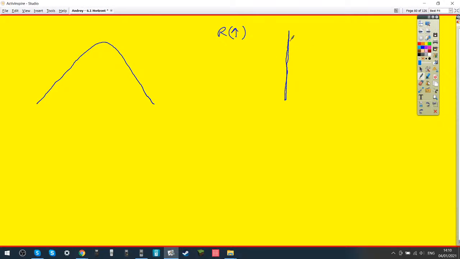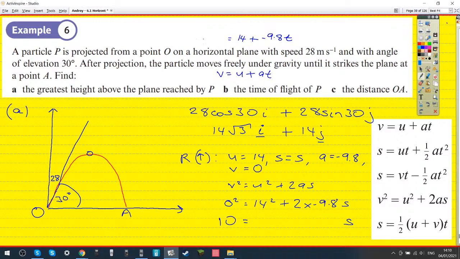Another way to do it is, remember I said it's projected vertically with a speed of 14. At the top it's 0. Its speed when it comes back down will be minus 14. And so you could say minus 14 equals 14 plus minus 9.8t. And that means you don't have to double it. I suppose double 14 is 28. So whichever way you go about it.